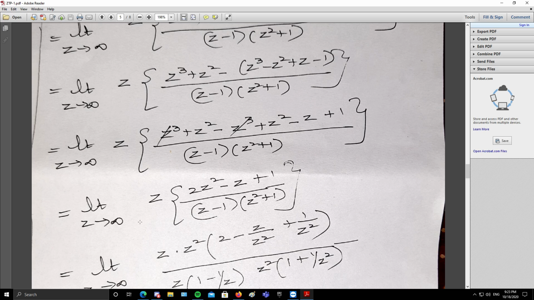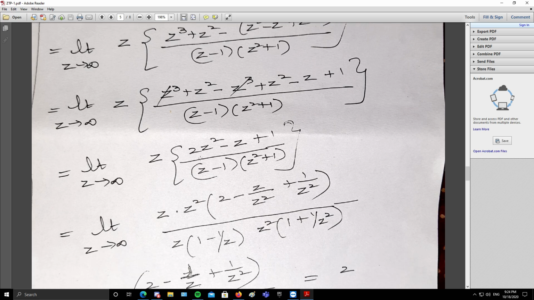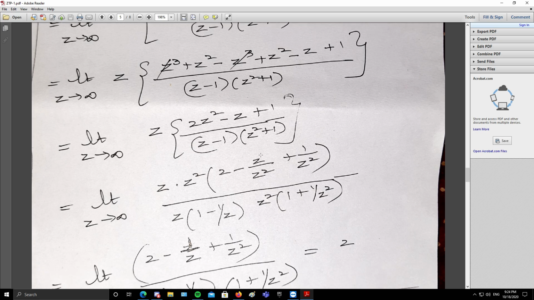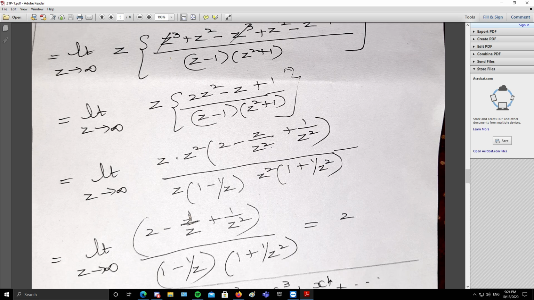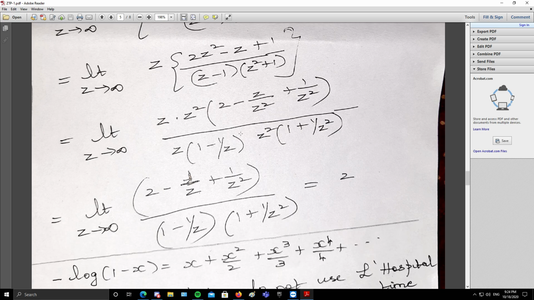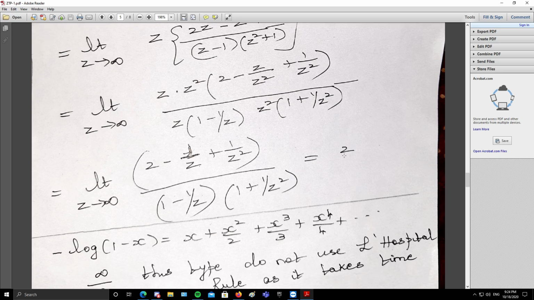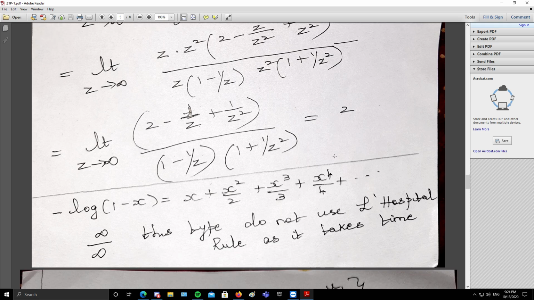So if you apply the limit, it takes up infinity by infinity form. Don't go for L'Hopital's rule. Take the highest power of z from both numerator and denominator. So z into z square, 2 minus 1 by z plus 1 by z square, denominator 1 minus 1 by z, 1 plus 1 by z square. So z cube gets cancelled. As z tends to infinity, 1 by z square tends to 0. So the limit is 2. So u naught is 1, u1 is 2.